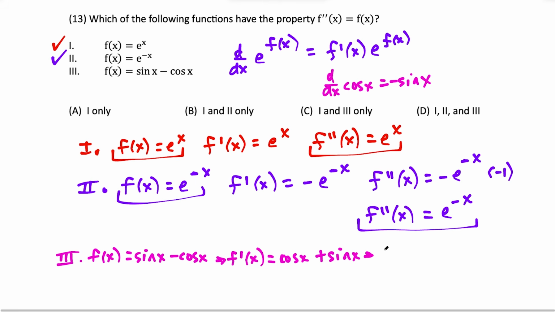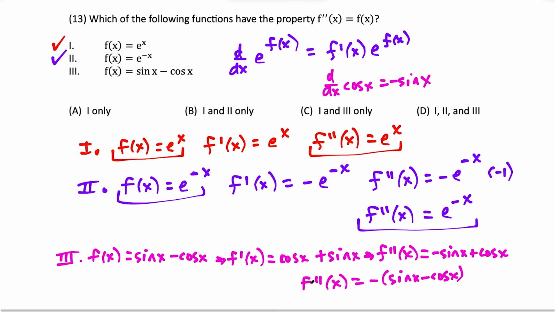And now to take our second derivative, we have f double prime of x equals, the derivative of cosine is minus sine x, and then we have plus the derivative of sine x, which is cosine x. Now if we factor, f double prime of x we could express like this. We would have minus, and we'd have sine x minus cosine x.